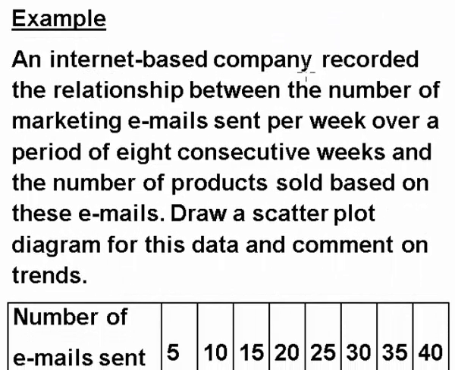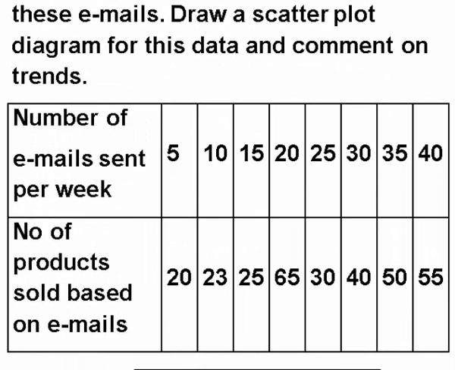An internet-based company recorded the relationship between the number of marketing emails sent per week over a period of 8 consecutive weeks and the number of products sold based on these emails. And we've got to draw a scatter plot diagram for this data and comment on any trends. Now what is happening if you look at this? Essentially, every week a whole lot of emails were sent. So in the first week, this would be week 1, 5 emails were sent. In the second week, 10 emails are sent. The third week, 15 emails are sent. So they're going up in 5s.